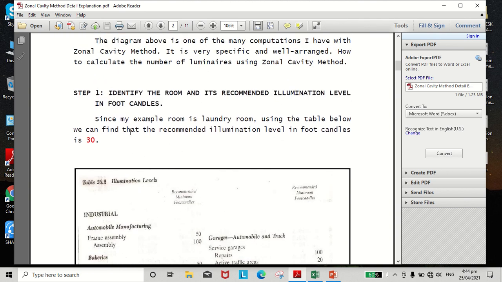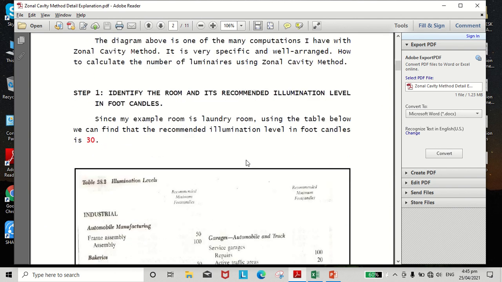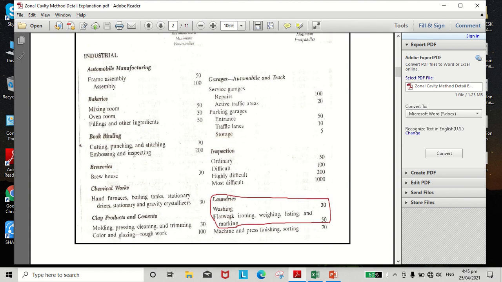In this project, since my example room is a laundry room, the example we took here is laundry. The required illumination level in foot candles is 30, and it is included under washing, flat work, ironing, weighing, listing, and marking. As you can see here, we have different classifications of rooms. So if, for example, your room is a bakery.